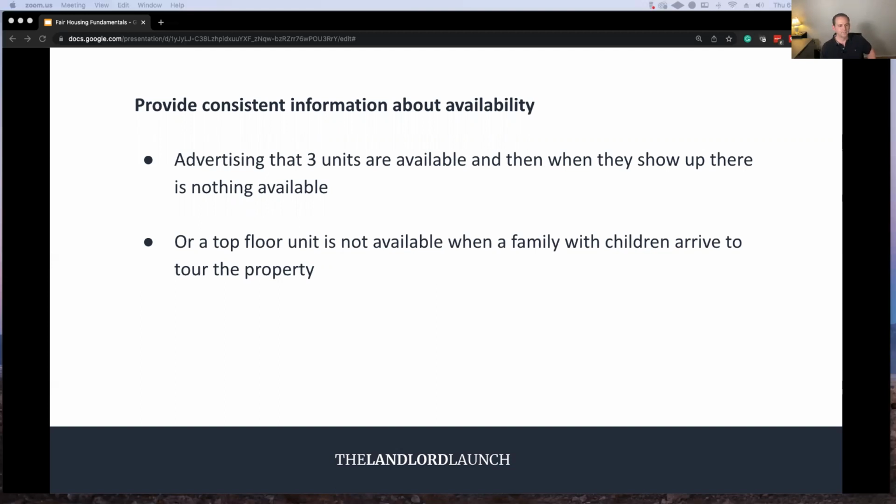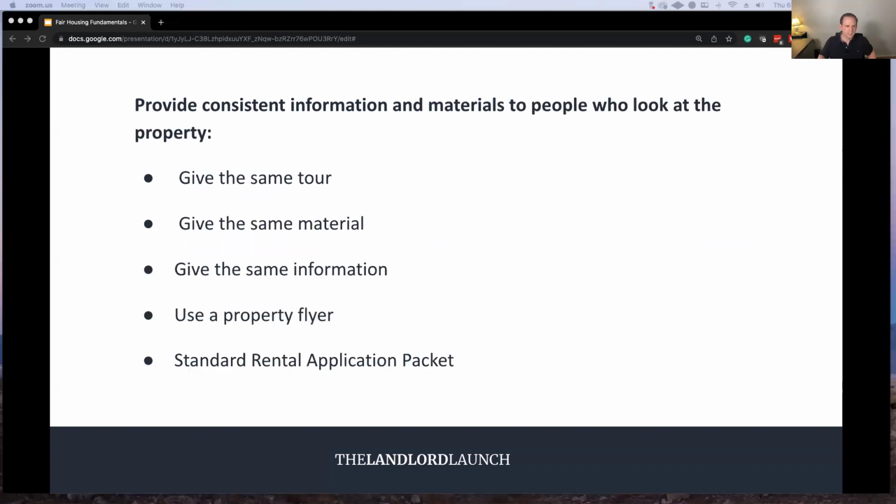A great example of this is family with children, top floor. We don't want to disturb the neighbors downstairs. Nope, it's a big no-no. If they're there to see a 2-bedroom, you have 3 2-bedrooms and 1 or 2 of them are on the top floor, then you should tell them what's available, where the locations are, and let them choose. You do not make those decisions for them. That is steering.